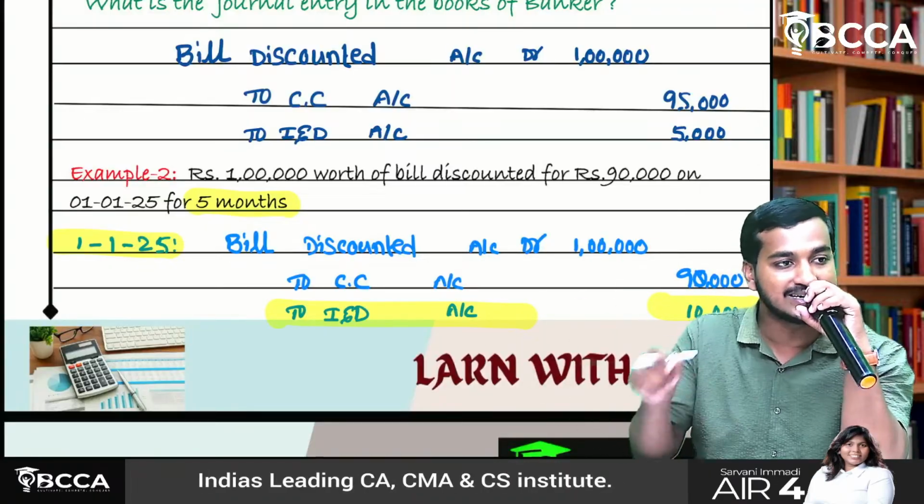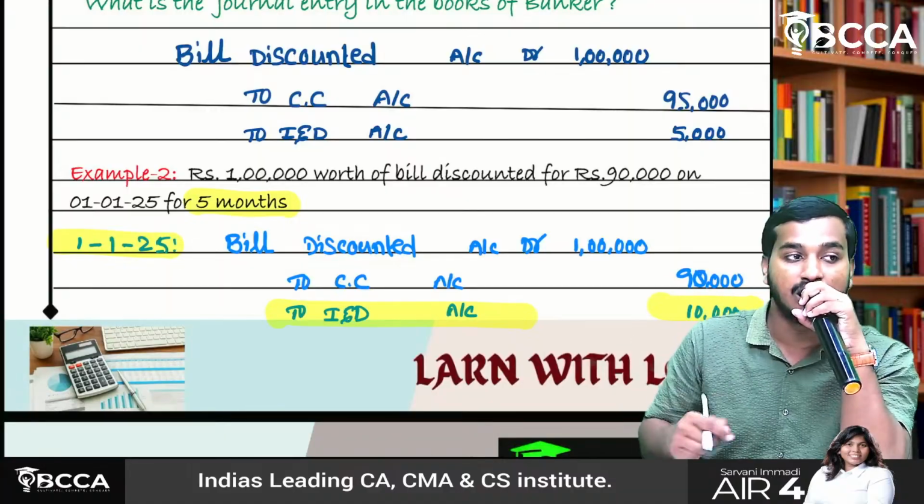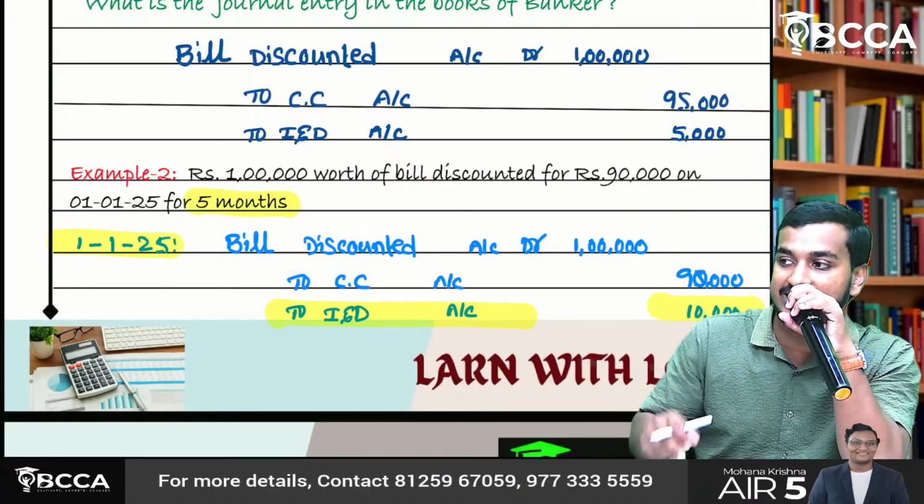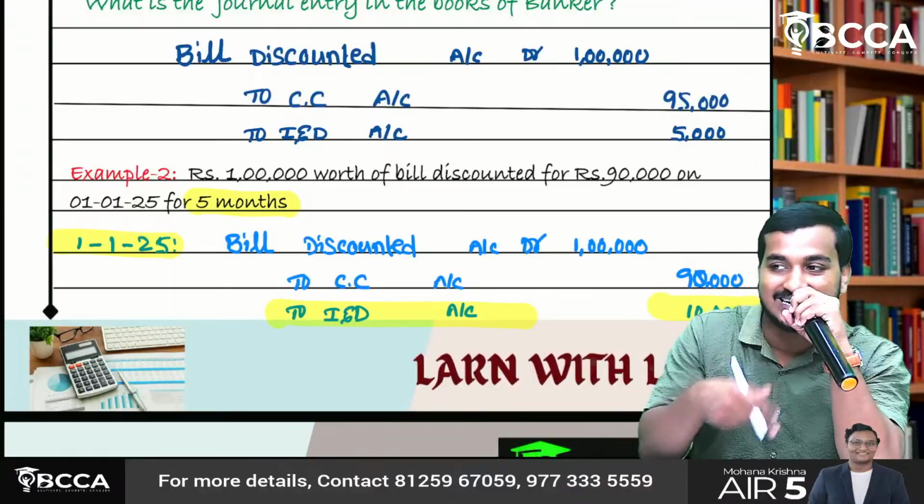This 6,000 is called current year interest, or you can call it expired interest. Expired interest means current year interest.